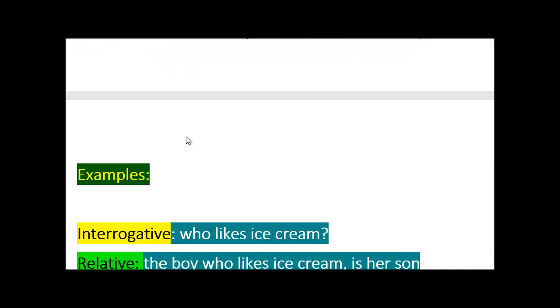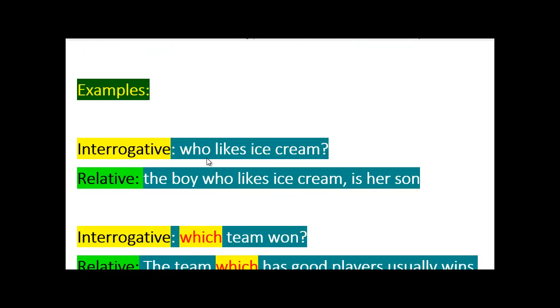Well, I think more examples might make it a little bit clearer. Who likes ice cream? That's a direct question. Who likes ice cream? That is a direct question. Yeah, that example is a good one.